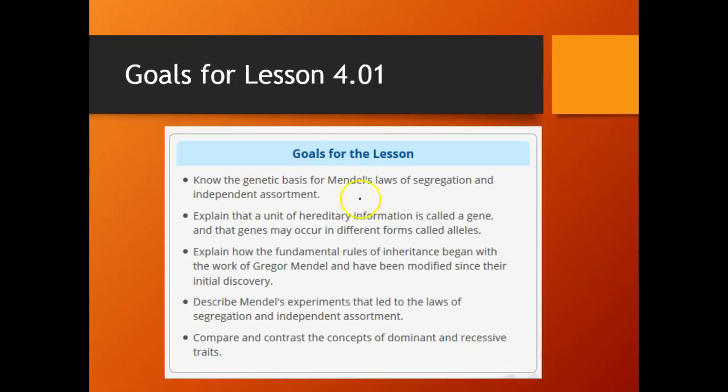The goals for this lesson will be that you'll know Mendel's laws of segregation and independent assortment, that you'll be able to define what a gene is and what an allele is, that you'll be able to explain how the fundamental rules of inheritance began with his work and how they've been modified since his initial discovery. And you should be able to describe Mendel's experiments that led to the laws of segregation and independent assortment. Lastly, you should be able to compare and contrast the concepts of dominant versus recessive traits.